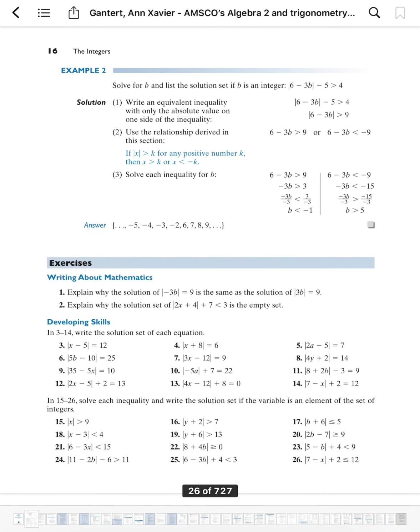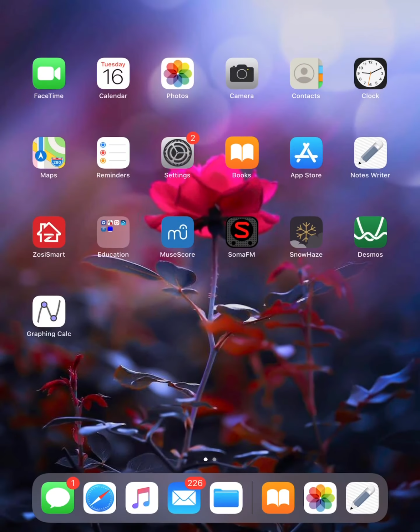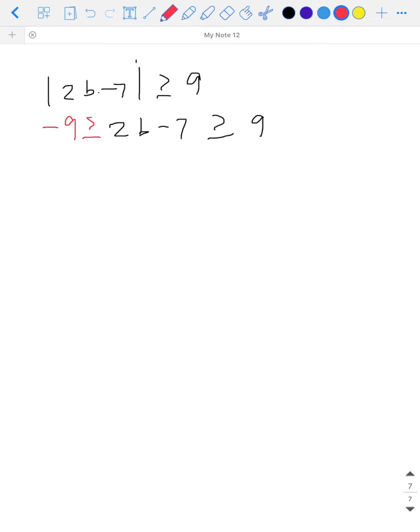Question number 20, absolute value of 2b minus 7 is greater than or equal to 9. Same routine. I'm going to split this up so that we have two sides. Not only do we have the greater than or equal to 9, but we also have the other side as well. Notice how the signs are in the same direction, and I need to incorporate the negative part of the original question.